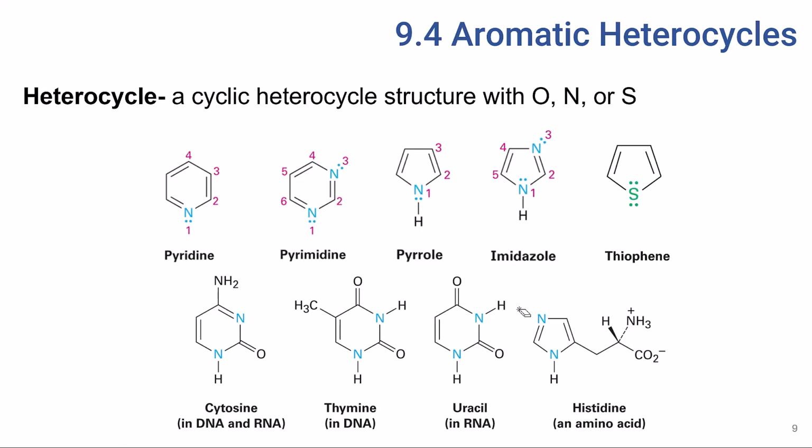A heterocycle is a cyclic structure that has oxygen, nitrogen, or sulfur in the ring. There are many aromatic heterocycles, which we can see here. Pyridine and pyrimidine are present in our DNA, as are the ones along the bottom there, cytosine, thymine, and uracil. We see histidine in amino acids, and pyrrole, imidazole, and thiophene are often used as organic bases in reactions.